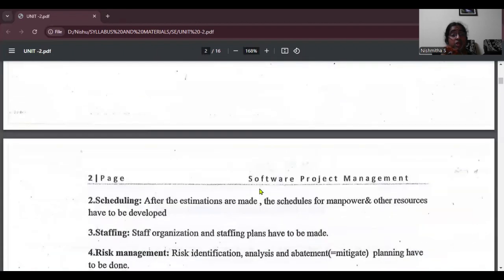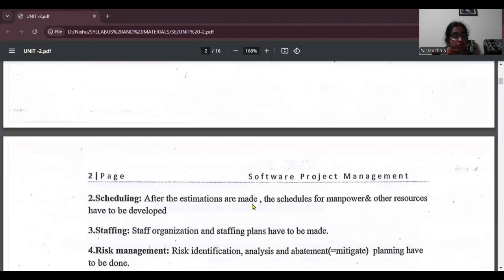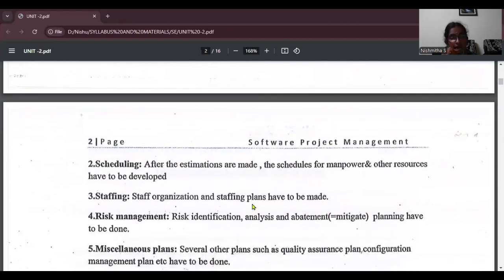The next factor is scheduling. After the estimations are made, the schedules for the manpower and other resources have to be developed. Staffing: the staff organization and staffing plans have to be made. This means for which stage of the project, how many members of staff are required should be estimated correctly.